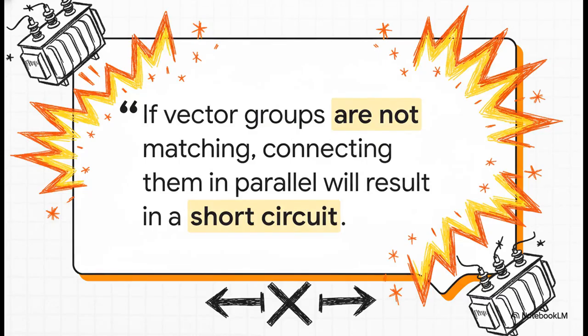And I really want to leave you with this one critical takeaway. This is the number one most important reason this code exists. If you try to connect two transformers in parallel and their vector groups do not match, you are creating a massive phase difference between them. The result isn't just a little problem, it's a catastrophic short circuit. Getting this wrong can have truly severe consequences.